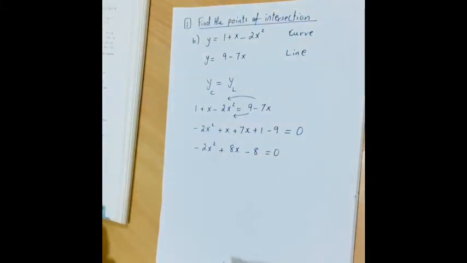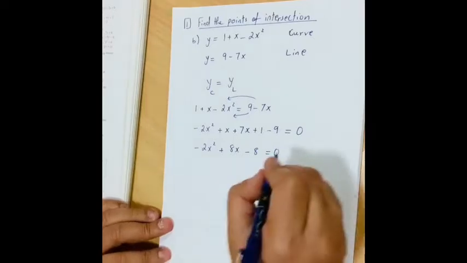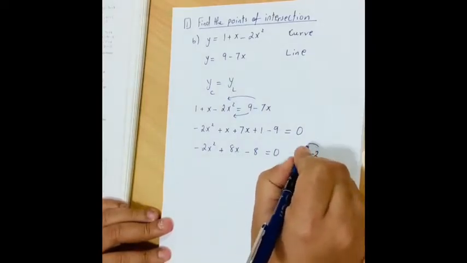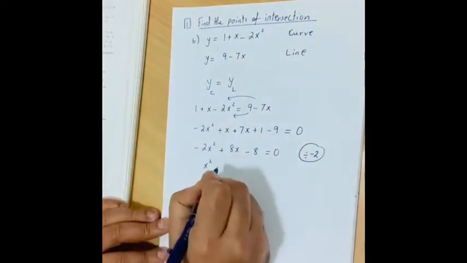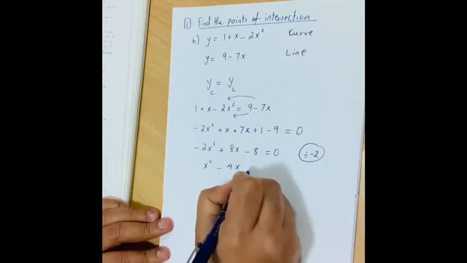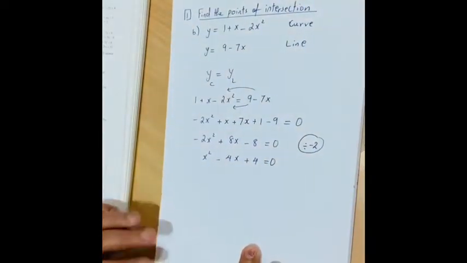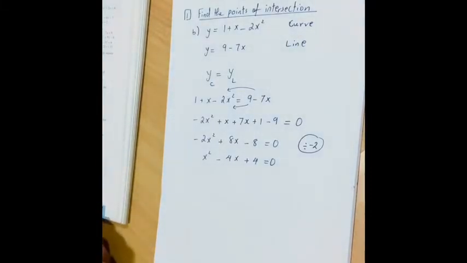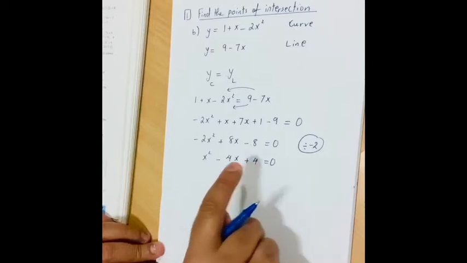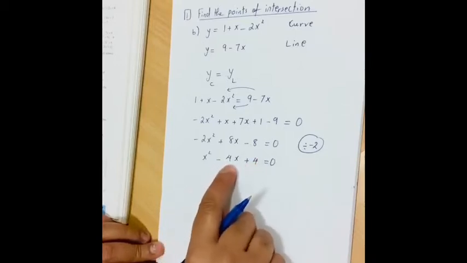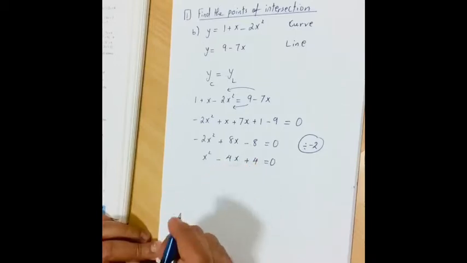You can use the calculator or using factorization. So by dividing the whole equation by negative 2, x squared minus 4x plus 4 equals 0. As we did in semester 1, factorizing is very simple. You're required to find two numbers with the product 4 and sum 4. Sum, because the sign of the last term is positive.